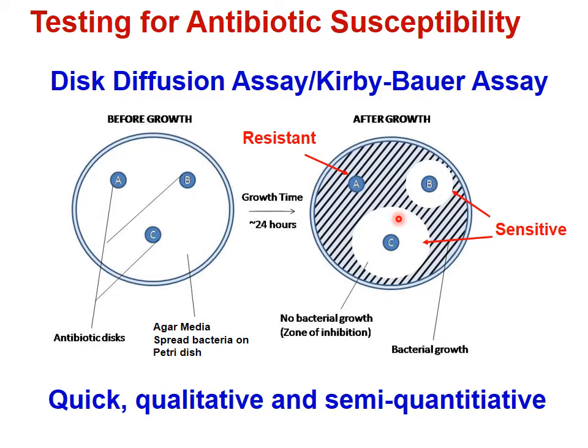This is a really quick qualitative, and it's semi-quantitative depending on how you do it. We're not really equipped to do it in a quantitative way, but you can measure these zones of inhibition to get an idea of how sensitive the organism is to the antibiotic.